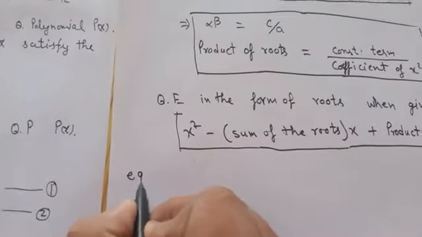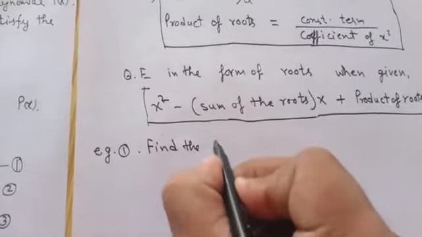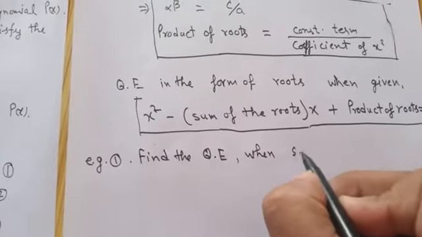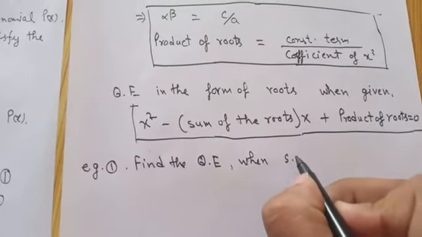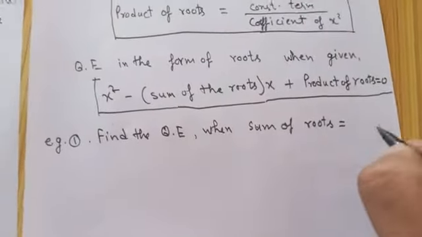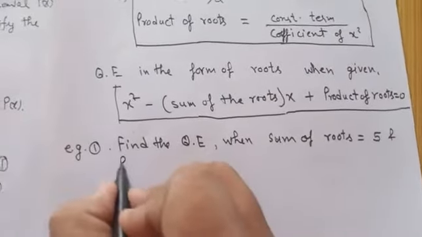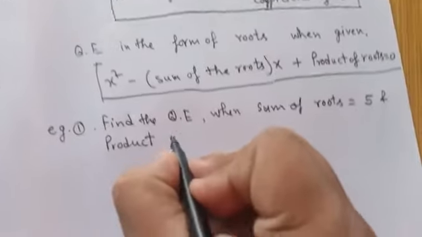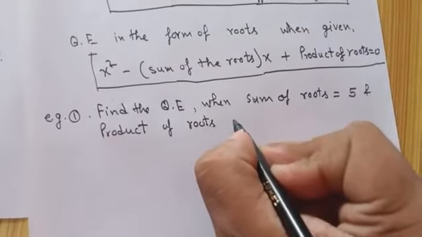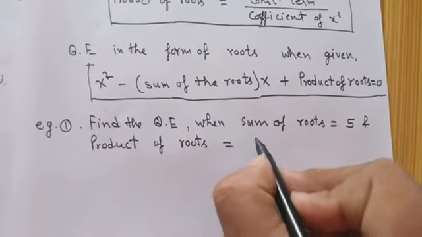Take one example. Find the quadratic equation when the sum of roots is equal to 5 and the product of roots is equal to 6.